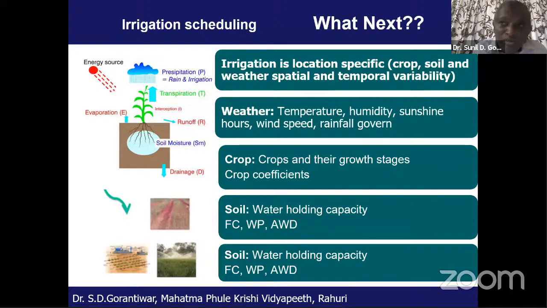And each kind of soil has a different water holding capacity. Light soil holds less water, heavy soil holds more water. So soil comes into the picture. So we have to take all these parameters into consideration, and then only we can decide precisely how much to irrigate and when to irrigate.